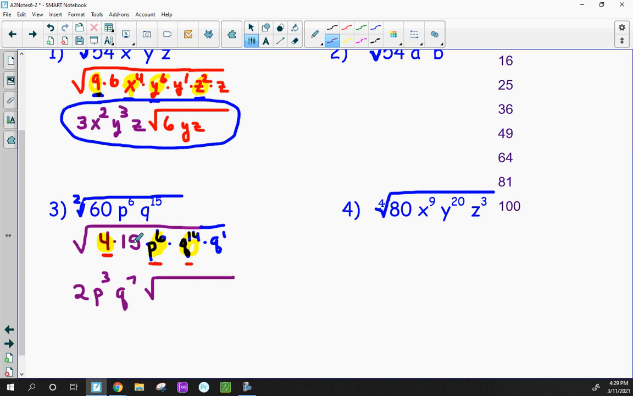And anything that is not underlined cannot be simplified any further with a radical form. So I'm going to bring down 15 and the q, and this is my final answer: 2p to the third q to the seventh times the square root of 15q.